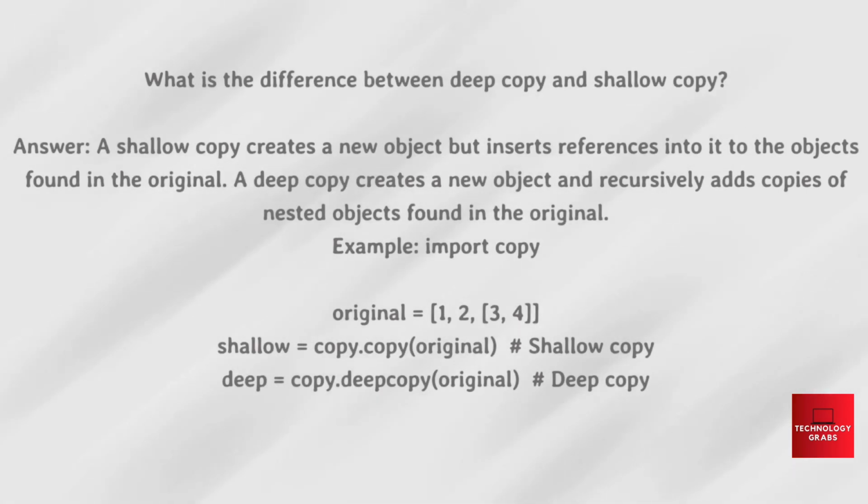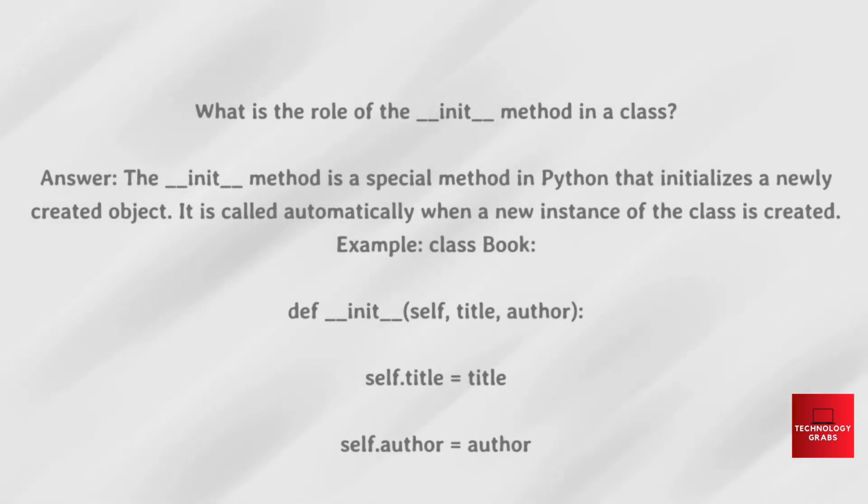What is the difference between deep copy and shallow copy? Answer: a shallow copy creates a new object but inserts references into it to the objects found in the original. A deep copy creates a new object and recursively adds copies of nested objects found in the original. Example: import copy, original = [1, 2, 3, 4], shallow = copy.copy(original) # shallow copy, deep = copy.deepcopy(original) # deep copy.